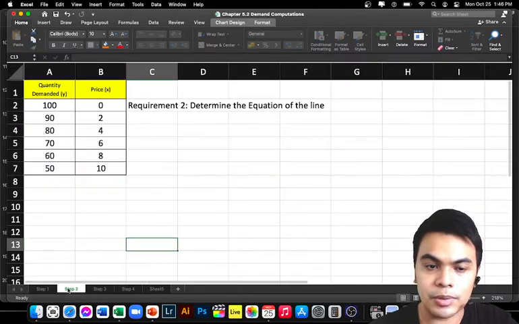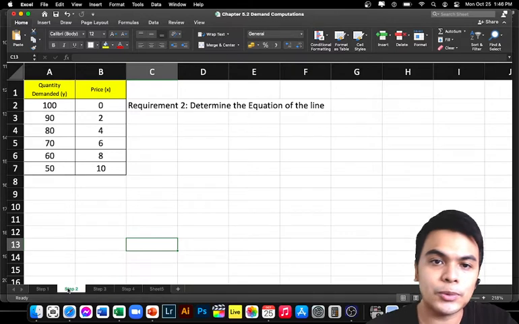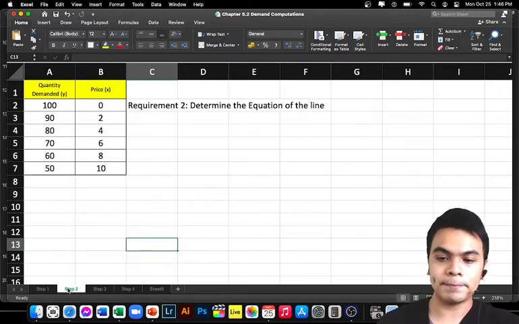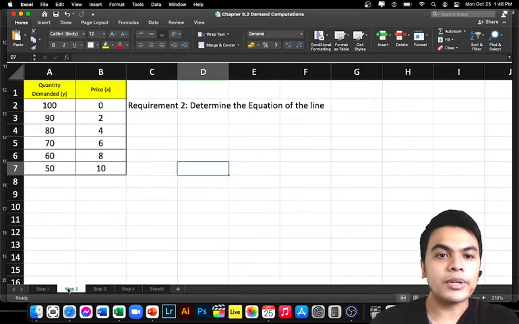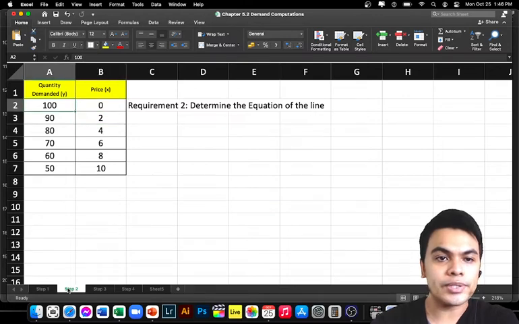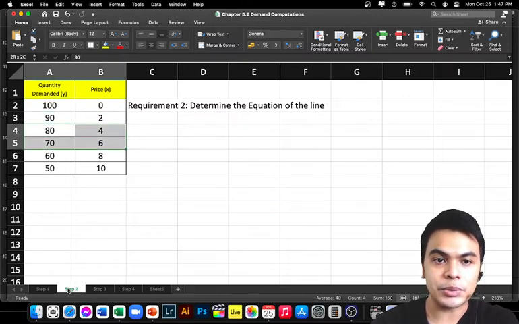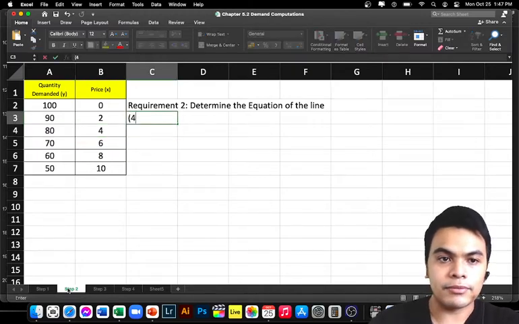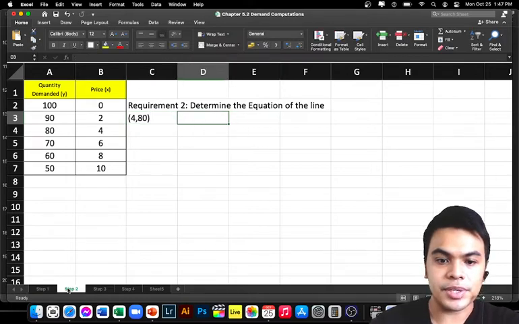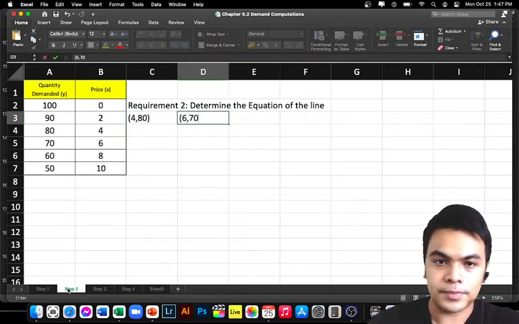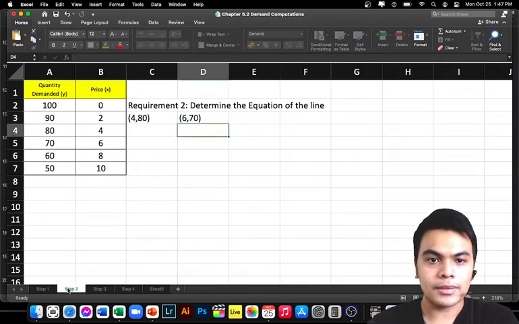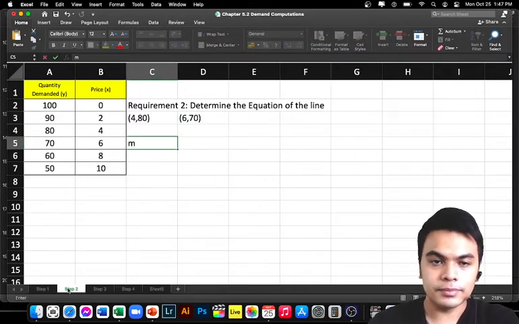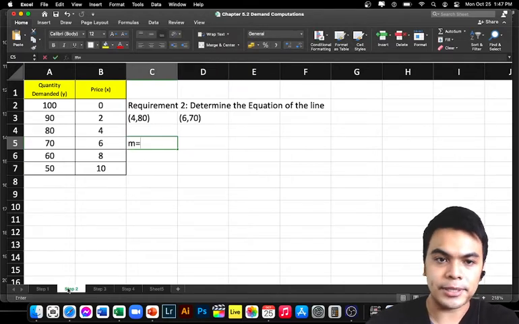Okay, so let's go to requirement number 2. Let's try to determine the equation of the line. We have coordinates here, and we only need 2 sets of coordinates. Let's pick these 2 in the middle: we have (4, 80) and (6, 70). First step for determining the equation of the line, let's identify the value of the slope.